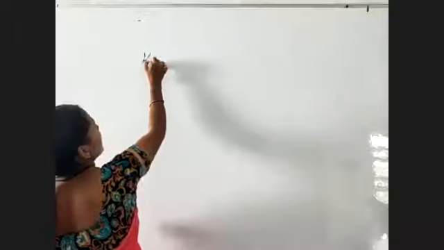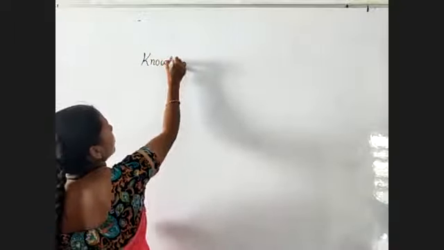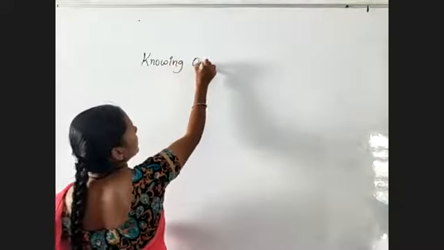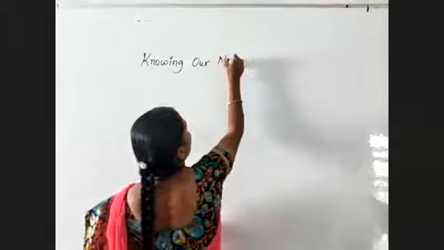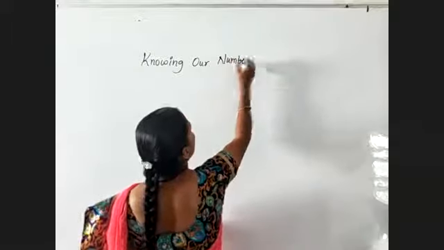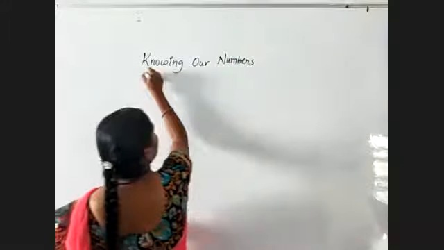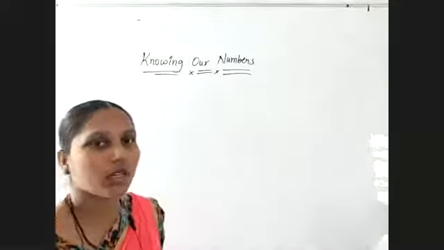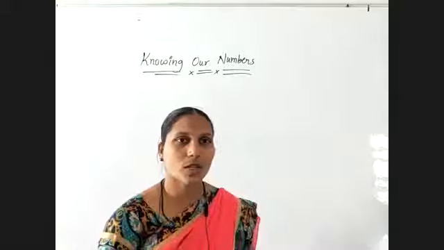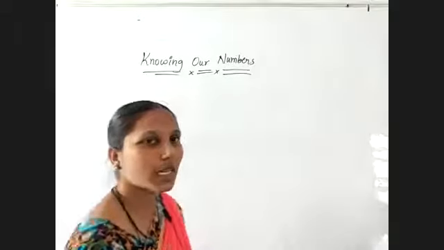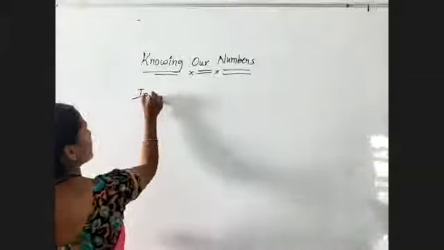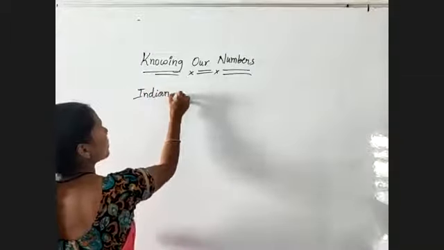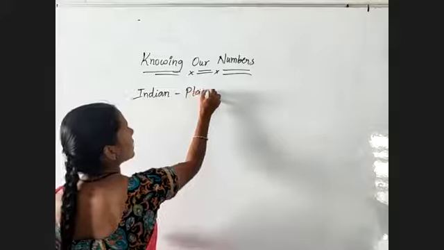So in this chapter we are learning about how to read and write numbers using different place value systems. Yesterday we have studied about the Indian place value system. Now we are going to study about the international place value system. So once again, let us revise: what is the Indian place value system?